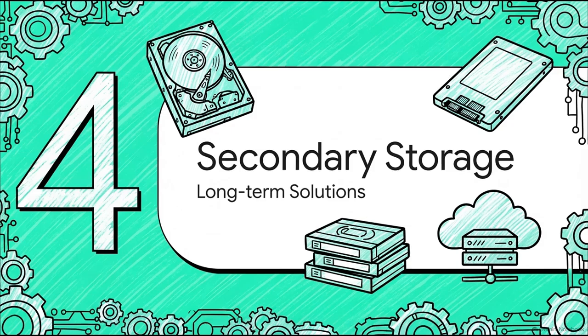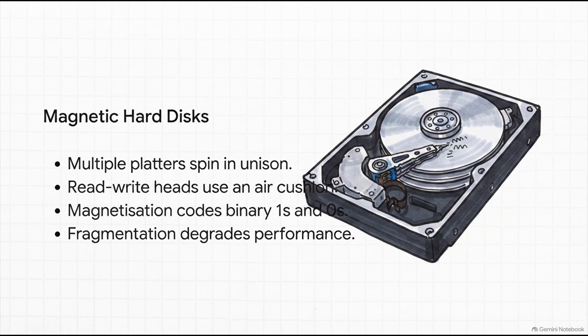All right, moving to section 4, secondary storage solutions. Now we're zooming out to the long-term filing cabinets. This is where your photos, your documents, and those massive applications live permanently. For decades, the absolute king of this storage has been magnetic media, specifically the hard drive.